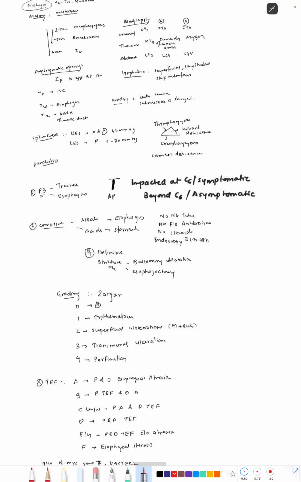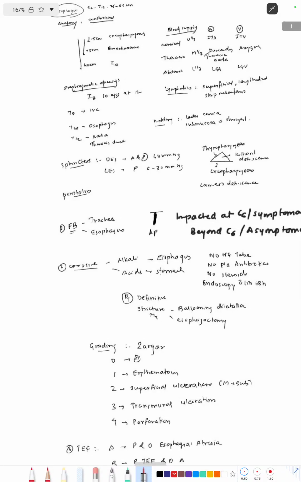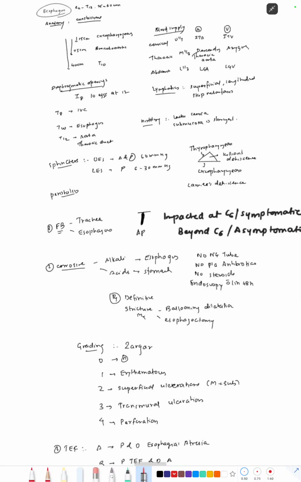So starting off with the GI surgery, the first topic is obviously going to be the esophagus. Now the extent of the esophagus is from C6 to D12. It is about 25 to 30 centimeter. And talking about the anatomy of the esophagus, first is the constrictions of the esophagus.